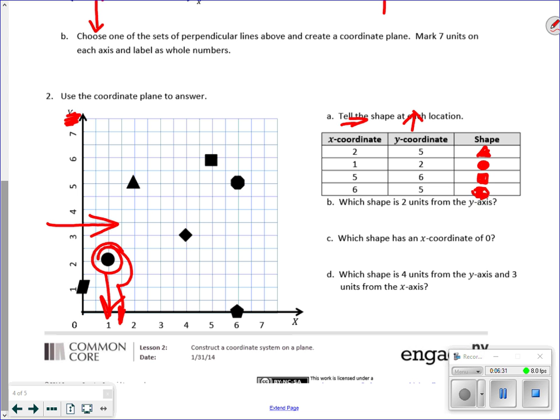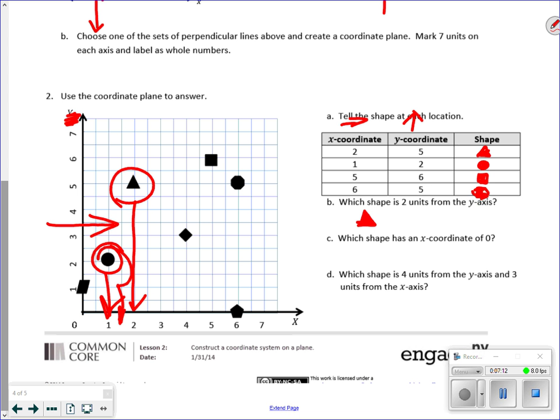2 units from the Y. Away from the Y. Where's the Y? Away from the Y. Like the Y is going, you got cooties. Get away from me. Go 2 units away from me. That way. Get away from me 2 units. What is 2 units? What shape has cooties and has to go 2 units from the Y, Anthony? The triangle. 2 units from the Y. Triangle has the blue. So triangle is 2 units from the Y.